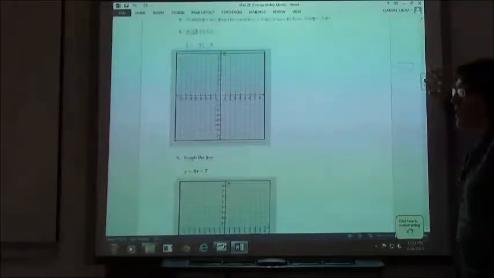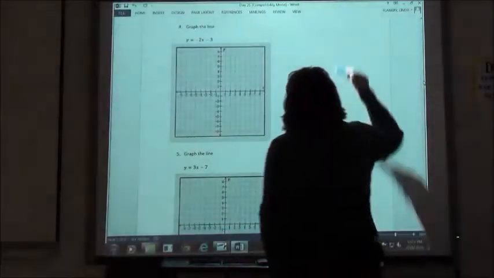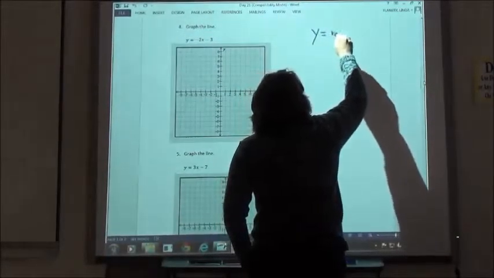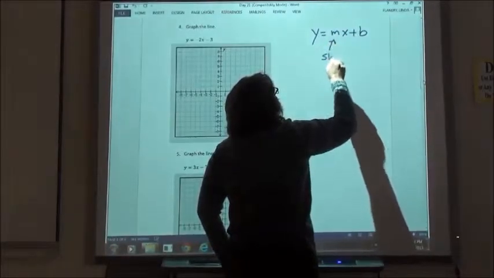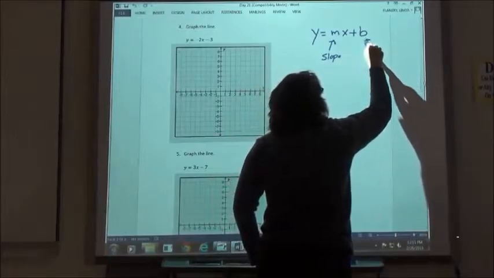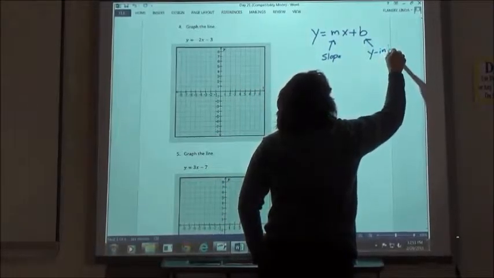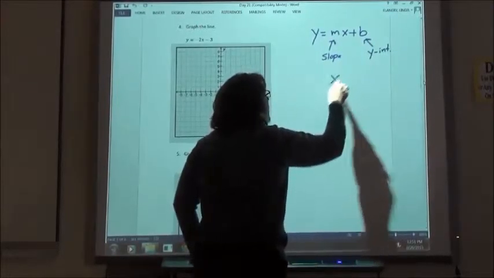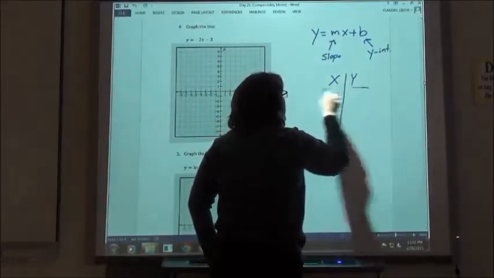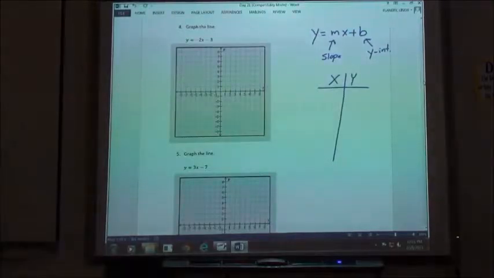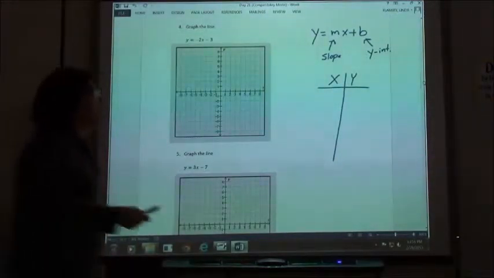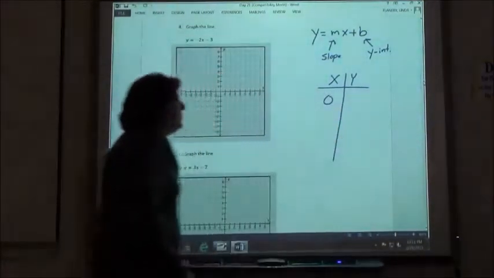They're going to have it all the way in slope-intercept form. Y equals mx plus b. This is your slope. This is your y-intercept. My y-intercept is the value I get when I put x equal to 0. That's why we always like to pick 0 anyway.